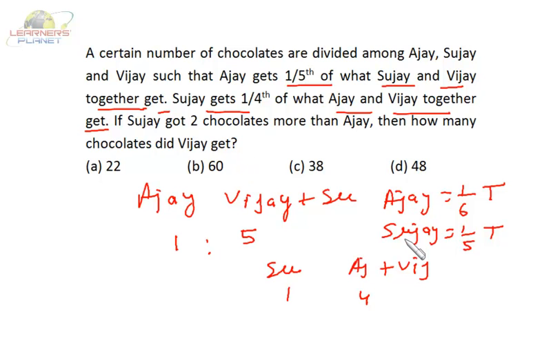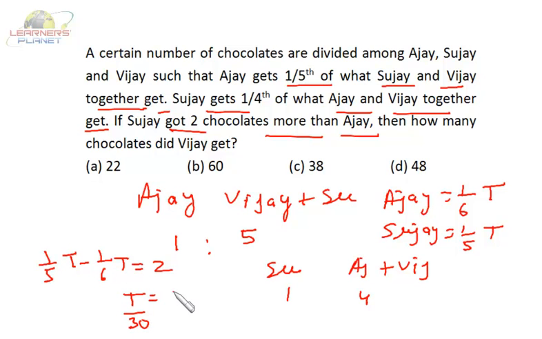Okay, now what is the difference between Ajay and Sujay? It is 2. So that means 1/5 of t minus 1/6 of t is equal to 2. Let's solve it and get the value of t. It is 6 minus 5, that is 1/30, is equal to 2. That means t is equal to 60. That means total there are 60 chocolates.